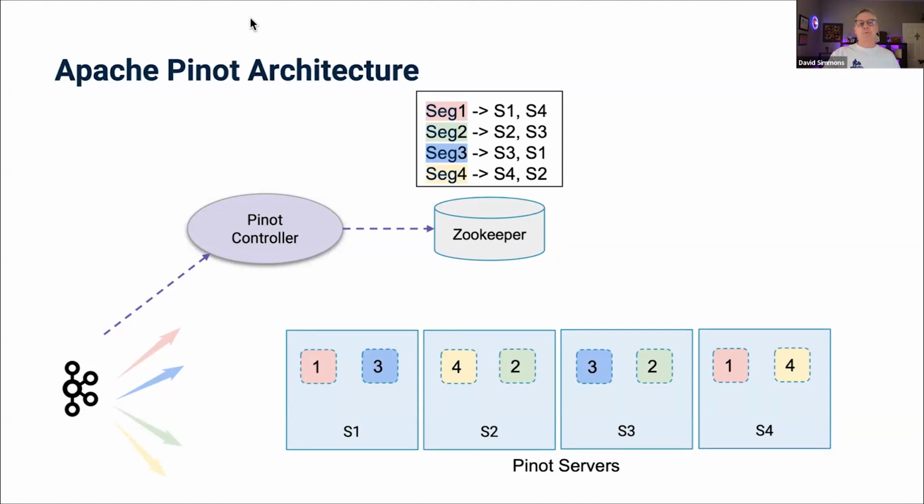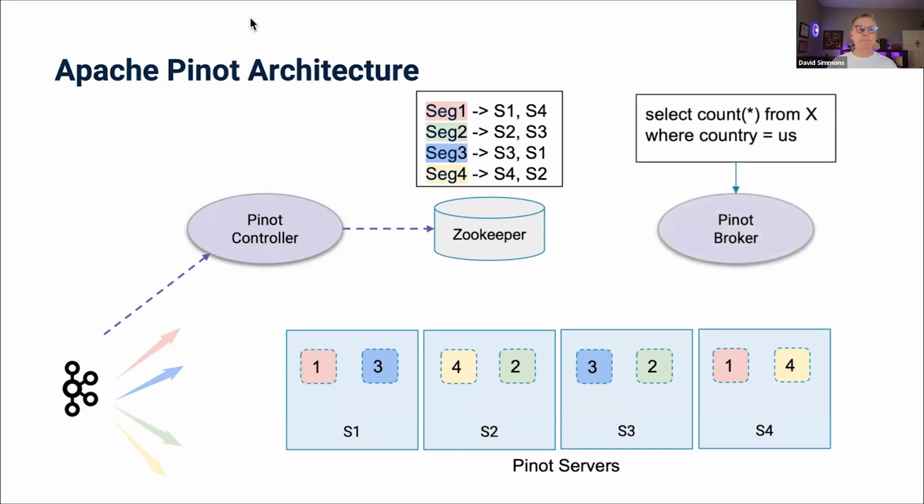The other thing is that I can bring on more servers as the load increases, and Zookeeper will start segmenting across all of those servers. And so I'm able to scale the data ingestion and the query across all of those, right?